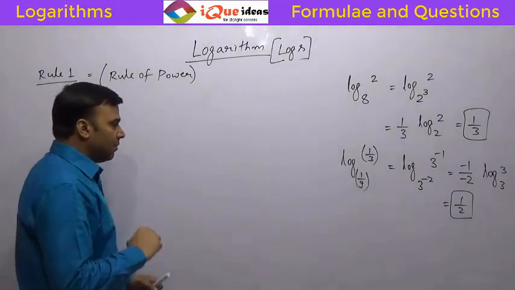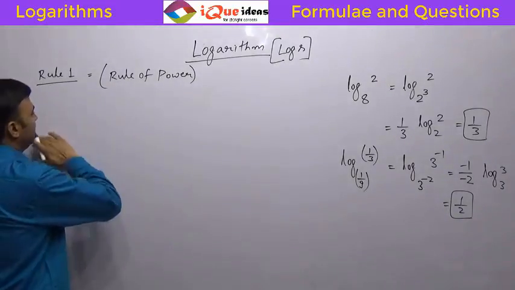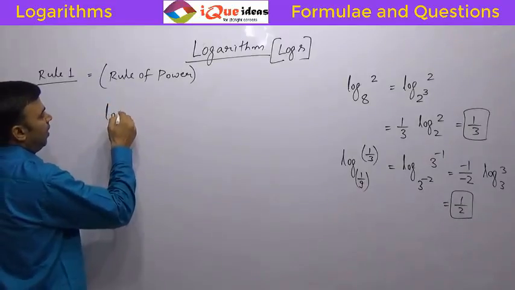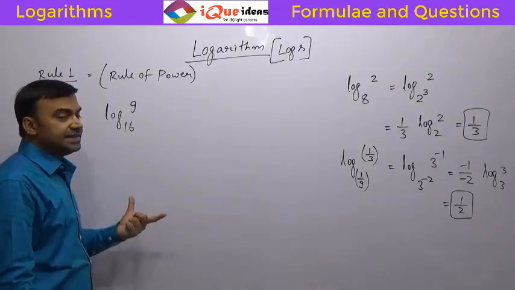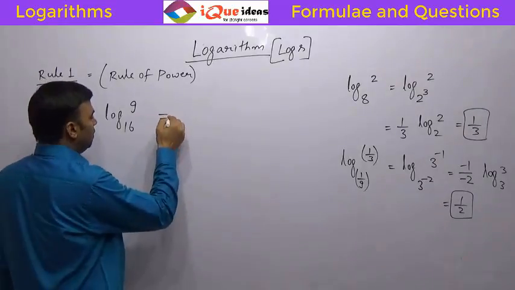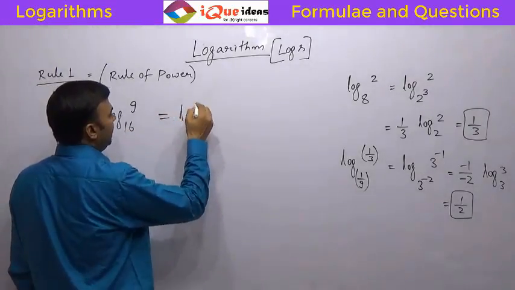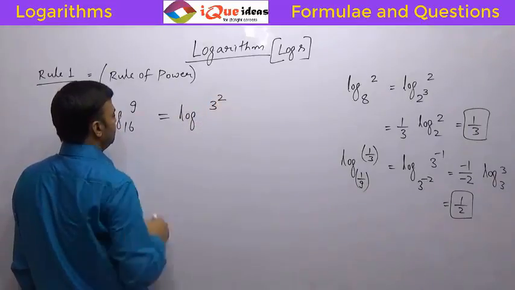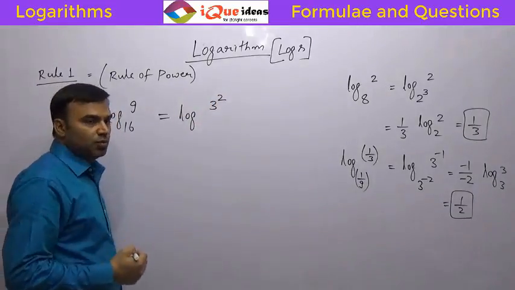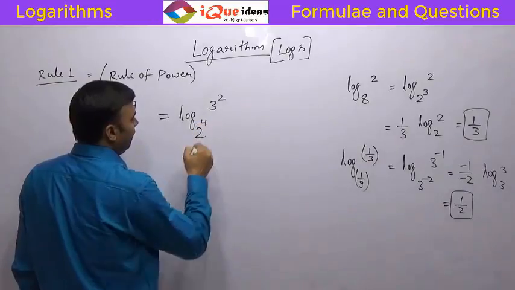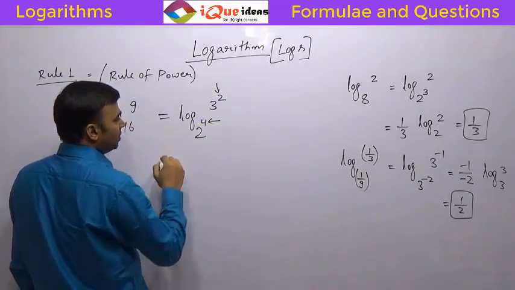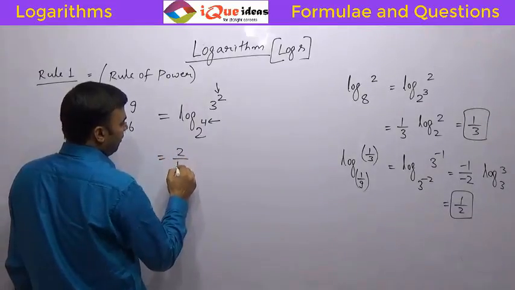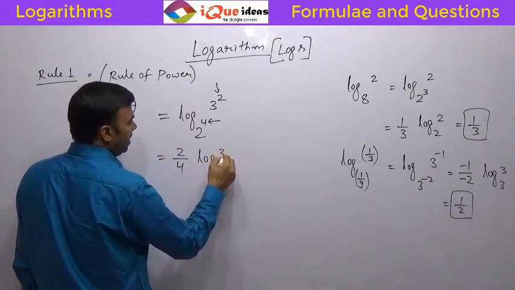Now, if the base and the number are not powers of the same base, then what do we do? Let's take an example. So if I have log of 9 to the base 16 and the question says simplify, then let's see what we do. We can say log of 9 can be written as 3 square. 16 is a power of 2. That can be taken as 2 raised to the power 4. So this 2 and this 4 will come out. So it will become 2 by 4, and inside we have log 3 to the base 2.